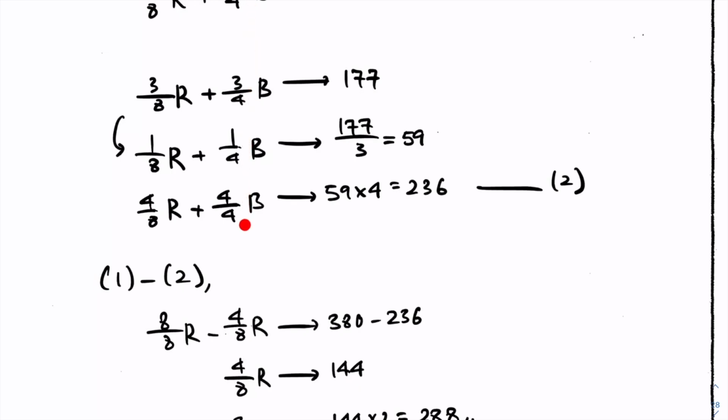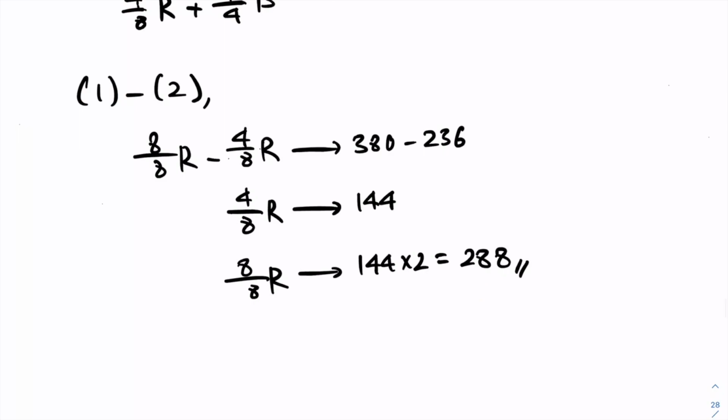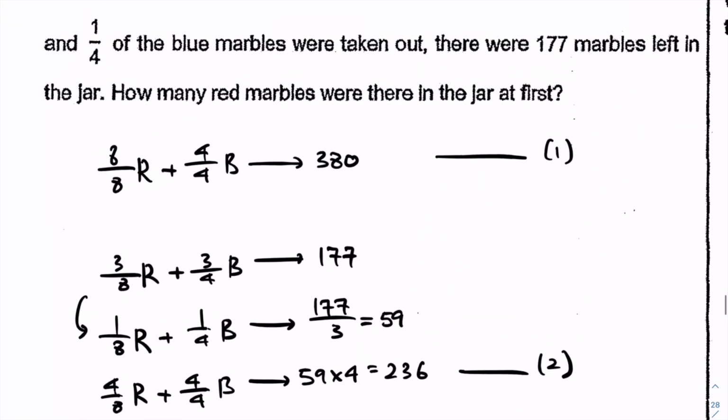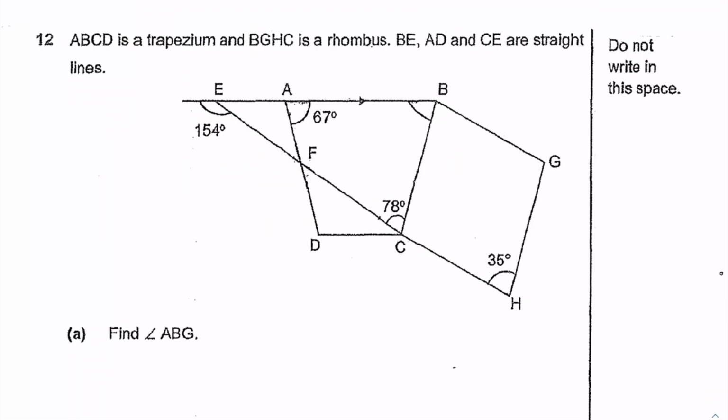And B was eliminated. So we can therefore say that the total R's at first was 288, which is what the question wants. How many reds were there at first? That's 288.